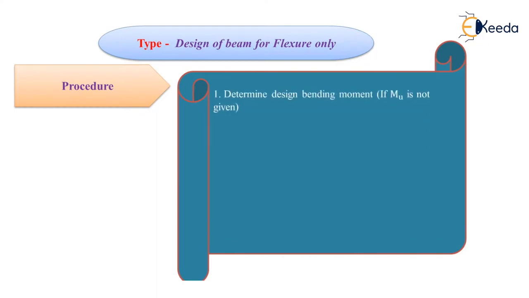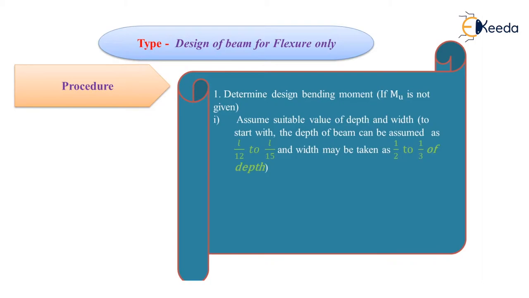So first step is to determine design bending moment if bending moment is not given. If the factored bending moment or design bending moment is not given, firstly we have to assume the suitable depth and width. The depth of beam can be assumed as L by 12 to L by 15, and the width may be taken as half to 1/3 of the depth, and this depth is assumed. Afterwards we will check it.